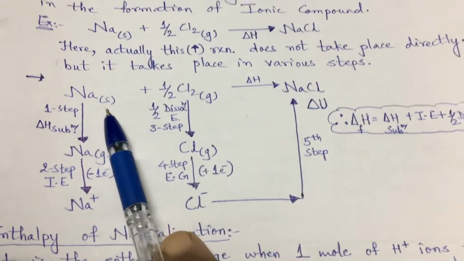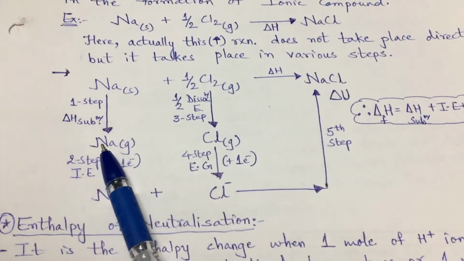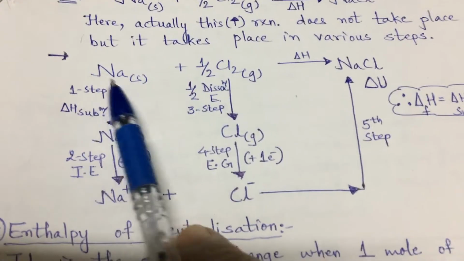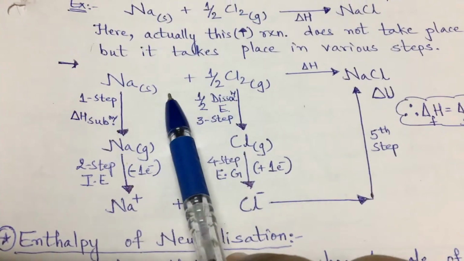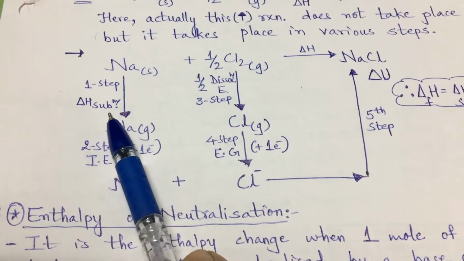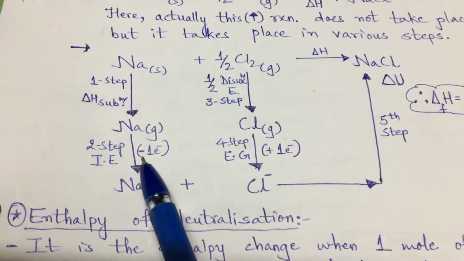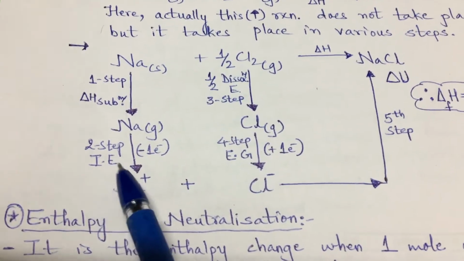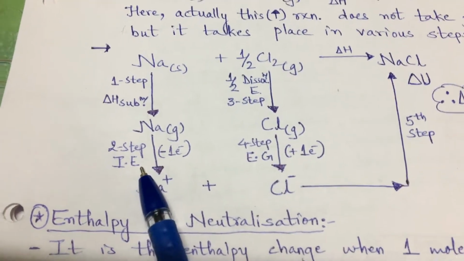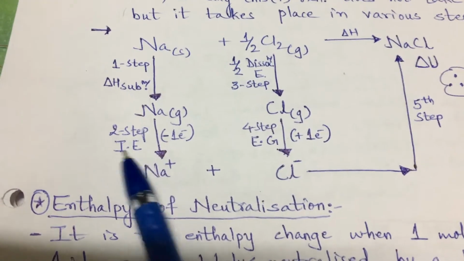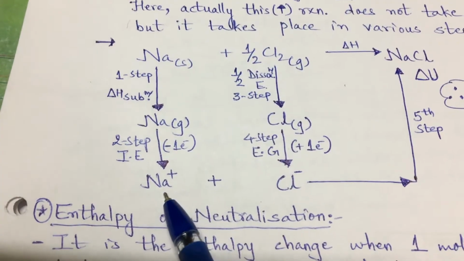Let us see that. Sodium in a solid form, that is the elemental form, first will convert to sodium in a gaseous form. So the first step is the enthalpy of sublimation, right? Because solid directly converts to gaseous form, so it is sublimation. And from that gaseous form, it easily releases one electron, that is the ionization enthalpy. When an electron is removed from a gaseous element, then it is termed as ionization enthalpy. That is the second step. And so here now the sodium element becomes sodium ion, Na+.